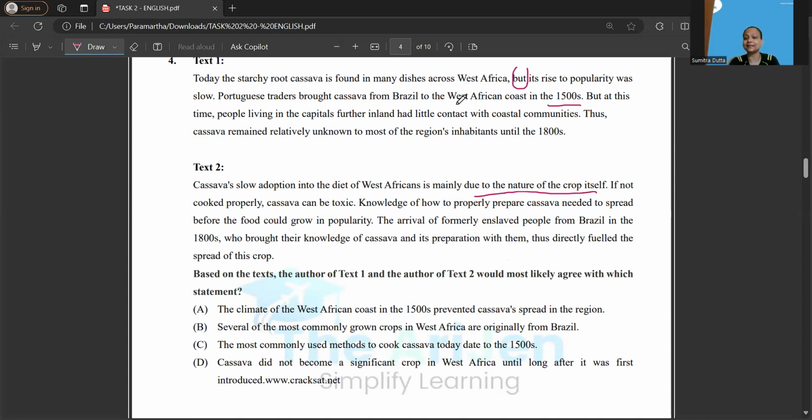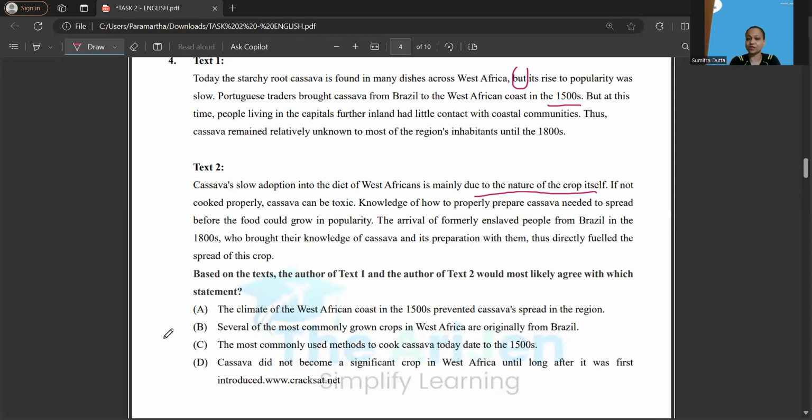So here we are getting that the Portuguese traders brought it in 1500, and then it was slow in adaptation, right? Here they are giving the reason why it was slow in adaptation, because people did not know how to cook it. Then enslaved people of Brazil came and they understood how to cook this particular root.